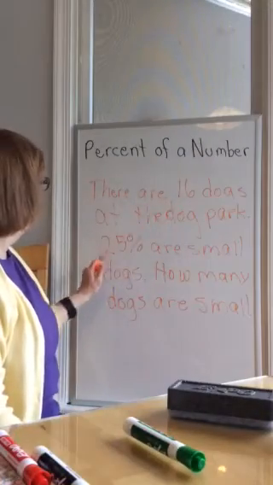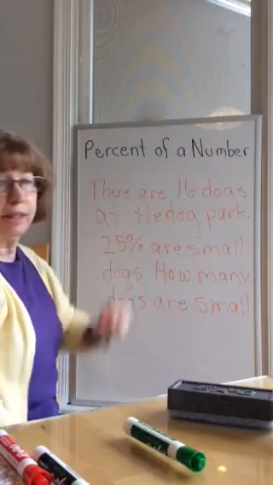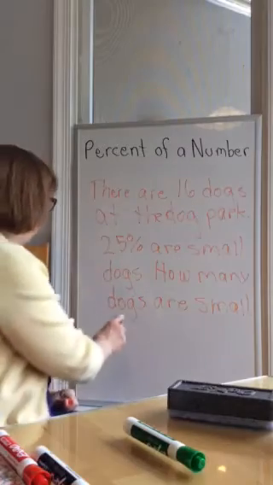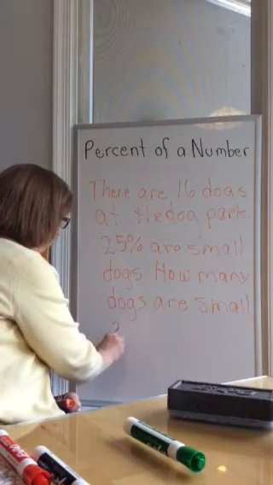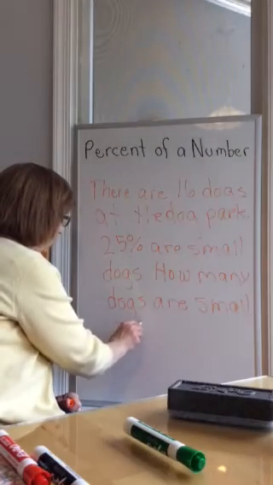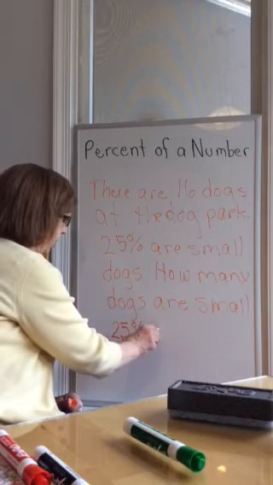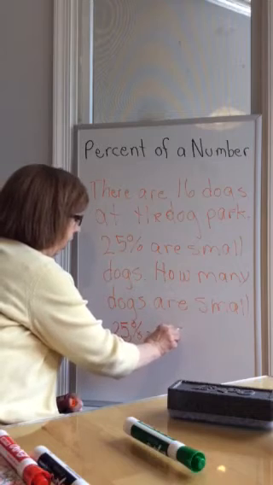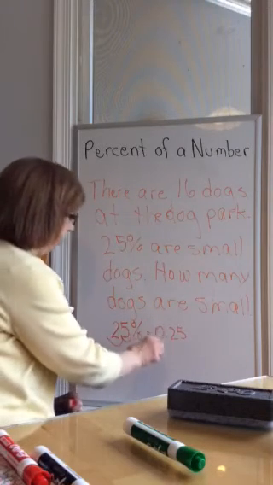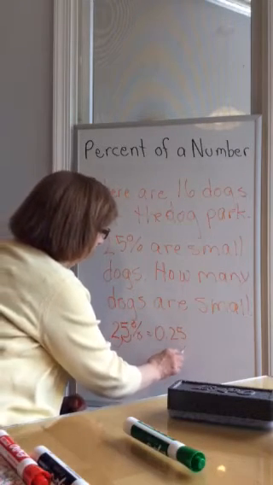Well, we need to know what 25% of 16 is. And again, we have to make 25% into a decimal number. Move the decimal 2 places to the left, 0.25. And now we're going to multiply that by 16.